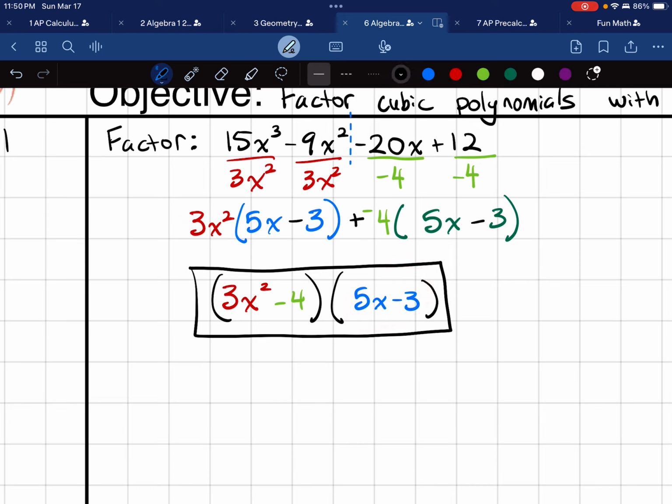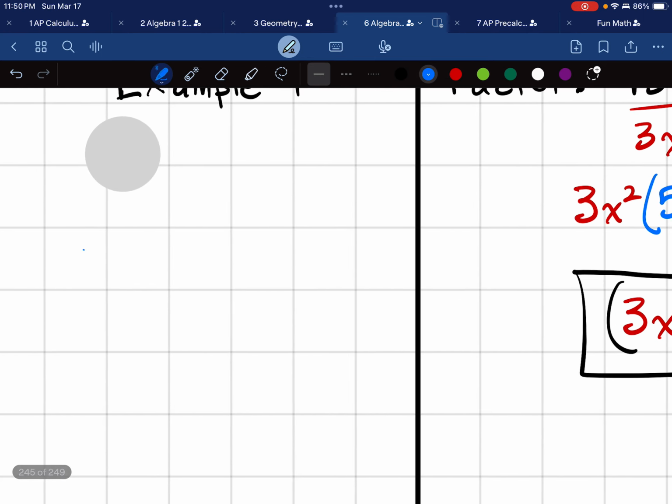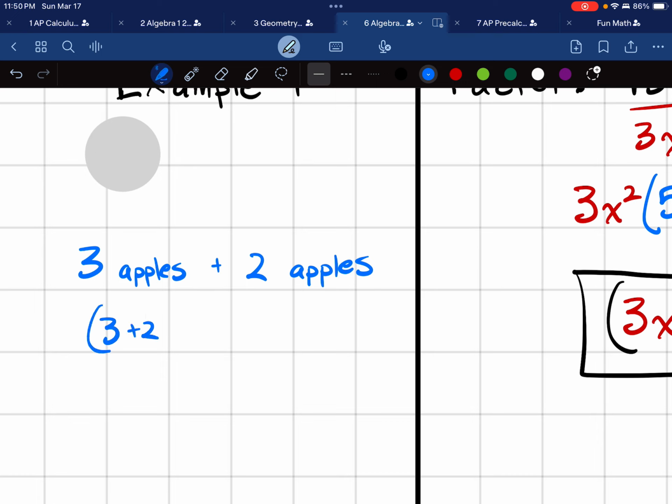And okay, let me make another problem that maybe can help some students. What if I told you we had 3 apples and I wanted to add that with another 2 apples? What I would have is a total of 3 plus 2 of those apples. What I've done here is I've taken two things and I've turned it into one thing. And again, this does turn into 5 apples because I happen to have like terms, 3 and 3 here.